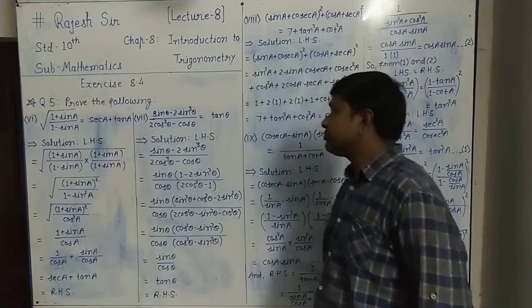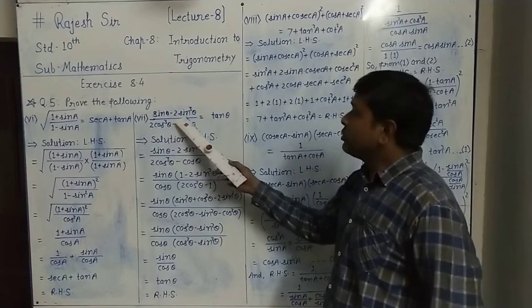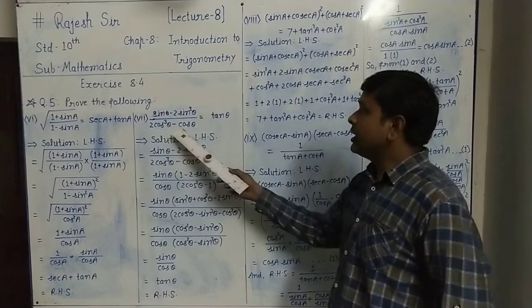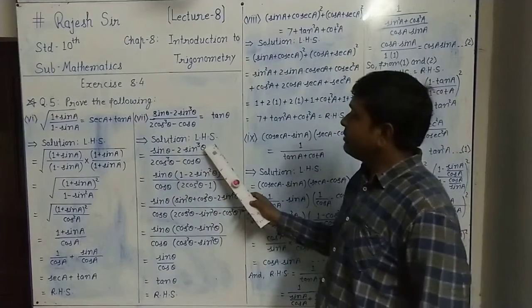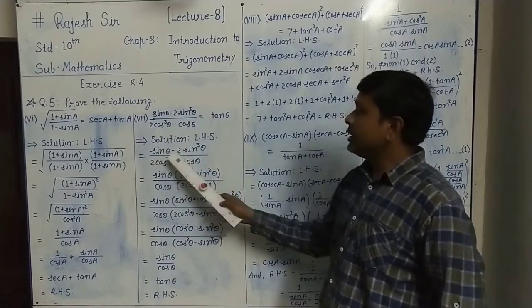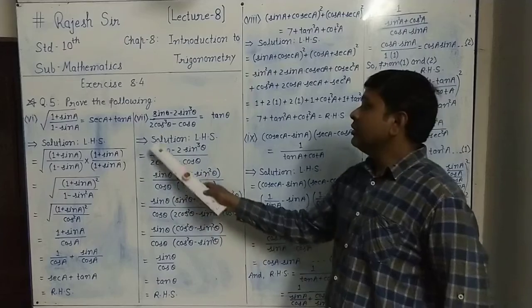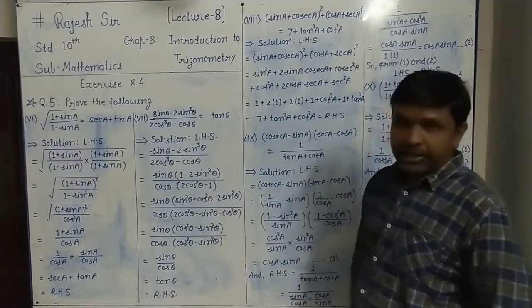Next, number 7: (sin theta minus 2 sin cube theta) upon (2 cos cube theta minus cos theta) equals tan theta. We have started with the left hand side in the solution: sin theta minus 2 sin cube theta upon 2 cos cube theta minus cos theta as it is.